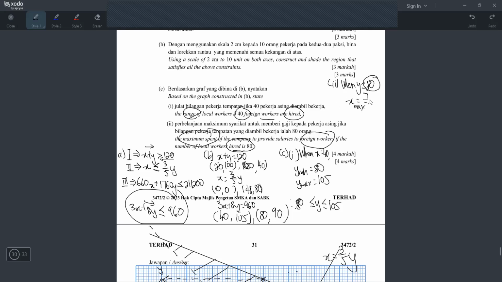And then after I find my x maximum, I will substitute x and y into this equation. Not 3x plus 8y, not this. This one, 660x plus 1760y, right? To get the maximum salary. Because if I get the x minimum here, it means the salary is not maximum, right? So if I want the company to spend more on salary, I have to make sure the number of employees is also maximum. So let's go to y equals 80 and find x maximum.